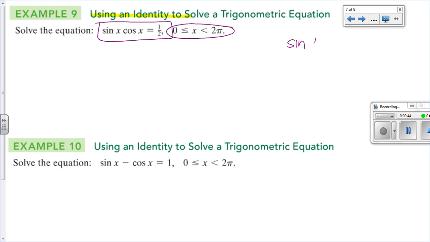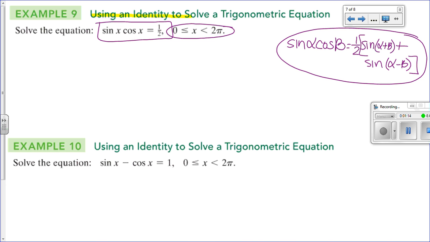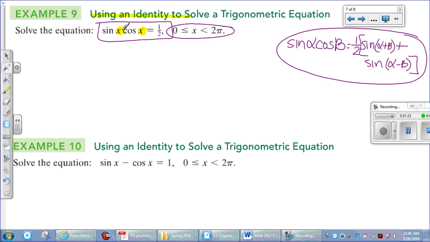For sine of one angle, in this case alpha, times the cosine of another angle, in this case beta, the formula will be 1/2 times the sine of the addition of the two angles plus the sine of the difference of the two angles. That is the formula I'm going to use, and fortunately the two angles happen to be the same thing, x and x.